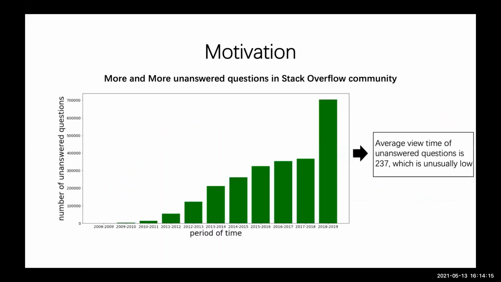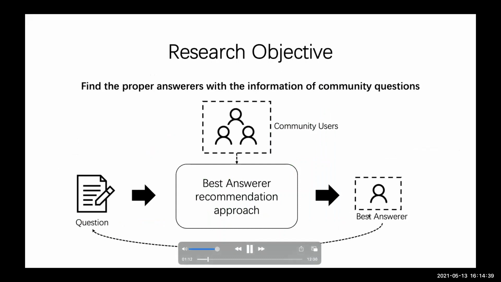At the same time, there are more and more unanswered questions, and we counted the average number of views for unanswered questions. The result is 237, which is unusually low for a community with about 10 million users. So it's necessary to route the right question to the right user. The object of this work is to design an approach to find the best answers for the question.